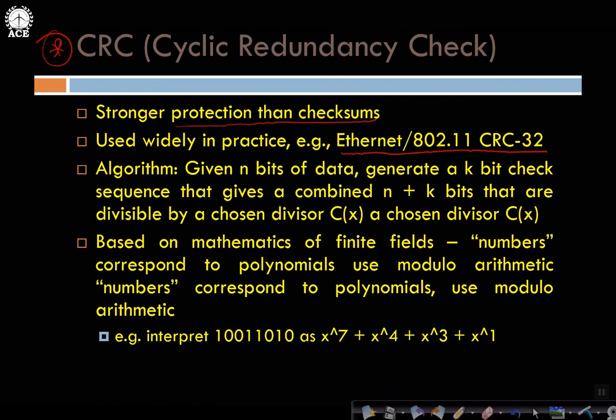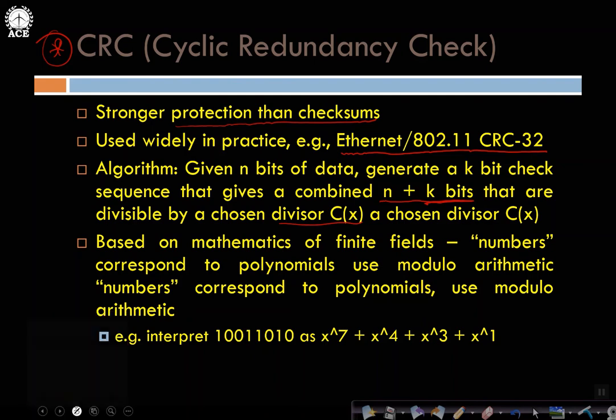We'll see. Now, what is the algorithm? Given n bits of data, generate a k bit check sequence, just like we do in Hamming, that gives a combined n plus k bit code word. That should be divisible by a chosen divisor. I will talk about the chosen divisor, what is divisor, what is dividend, etc. But the point here, which you have to follow in this cyclic redundancy check, is this: numbers correspond to polynomials. Please follow what I am saying.